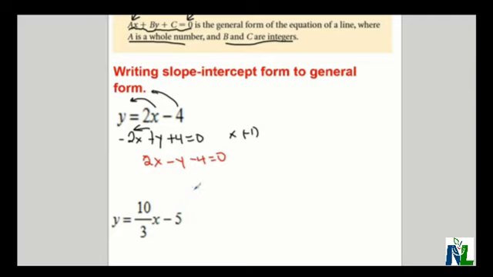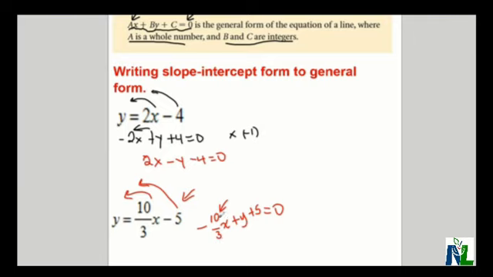In the next example, we have slope-intercept form again. We can rearrange the equation once again, put 10/3 x on the left side of the equation, and put negative 5 on the left side as well. That will give us negative 10/3 x plus y plus 5 equal to 0. We have an issue again. The a, the coefficient of the x, is negative, and it's also a fraction, so we have to get rid of the fraction.